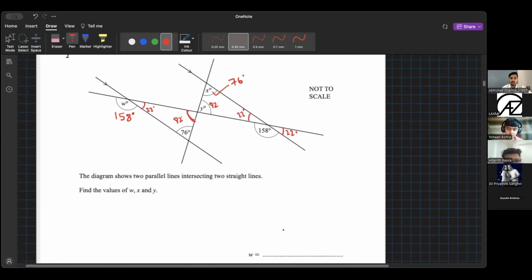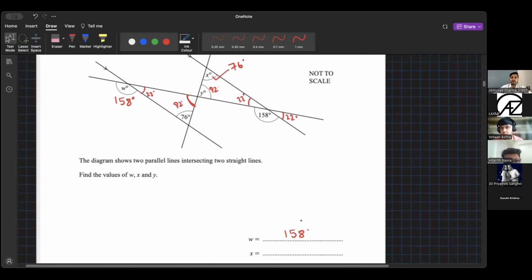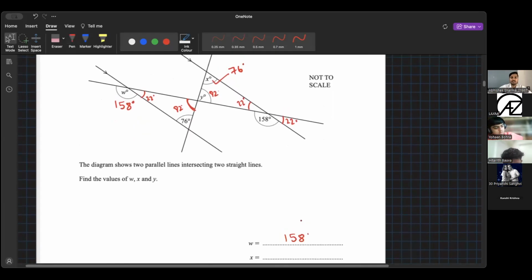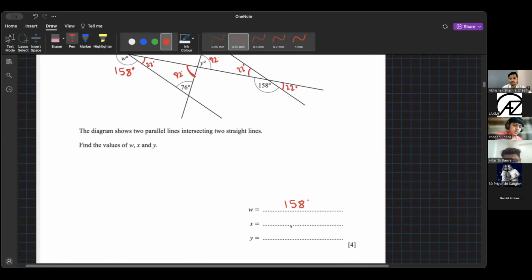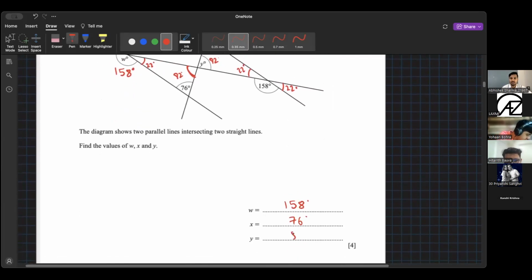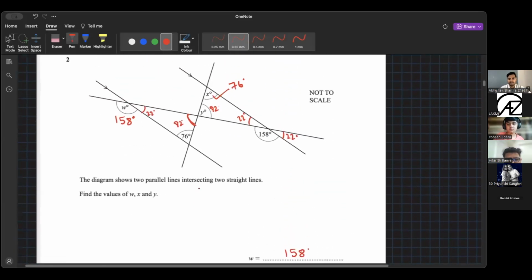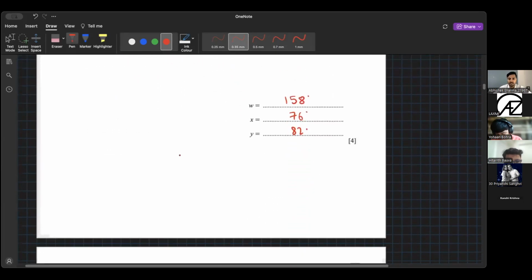So w is how much? 158. X is 76. And y is 82 degrees. We can go by alternate angles also, this angle and this angle. Yes, alternate interior angles are equal when lines are parallel.